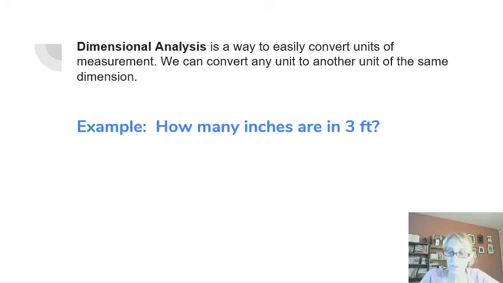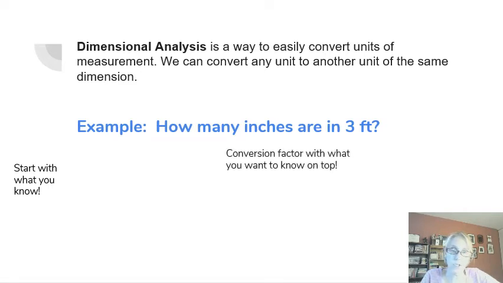So when we're doing dimensional analysis, what we want to do is first of all start with what we know in any question. So even if you read a question and you have no idea where to start, think about what information it's giving you. Okay, so in this case, we're starting with 3 feet. All right, so that's our known. And always, always, always write the number and the unit together. Okay, those two always belong together. So we have 3 feet.